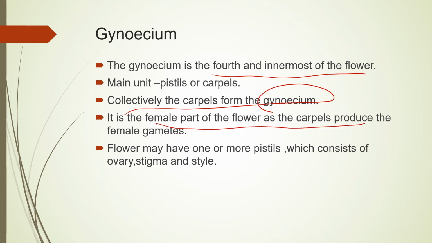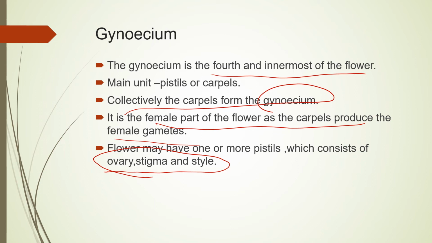The carpels produce the female gametes, and a flower can have 1 or more pistils. The 3 main parts of the pistils are ovary, stigma and style. So the innermost whorl of the flower, where all the carpels together form the gynoecium, produces the female gametes and has 3 main parts: ovary, style and stigma.